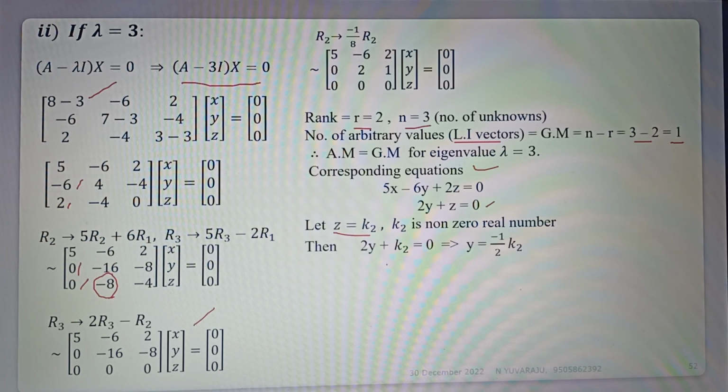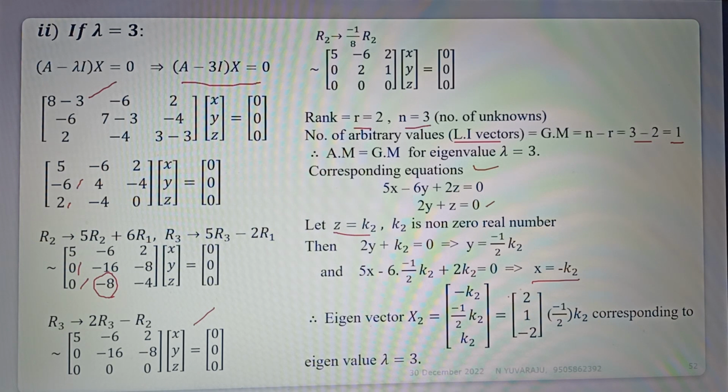Substituting here, 2y plus k2 is equal to 0. So y is equal to minus 1 by 2 k2. Next, substituting the y and z values, x is equal to minus k2. Therefore the second eigenvector is minus k2, minus 1 by 2 k2, k2. Taking minus 1 by 2 k2 common, the remaining linearly independent eigenvector is 2, 1, minus 2. This is a linearly independent eigenvector X2 for eigenvalue 3.